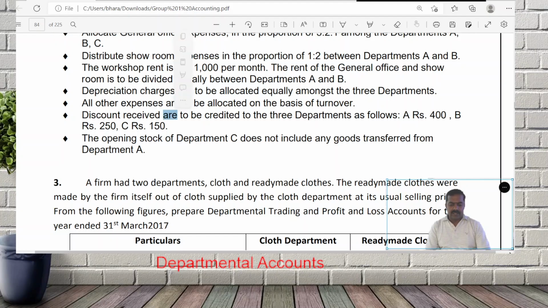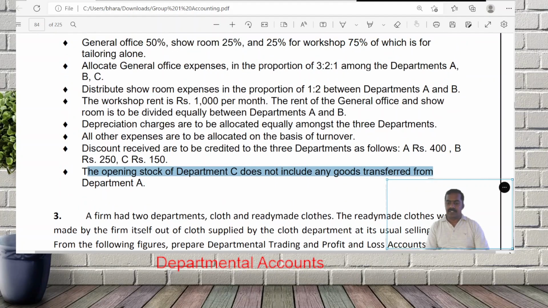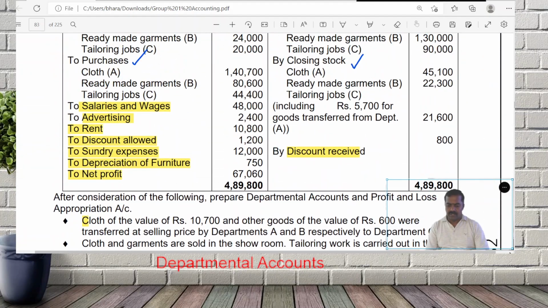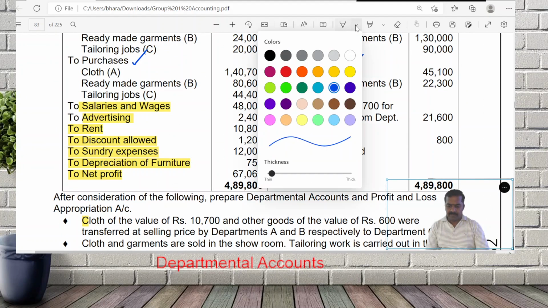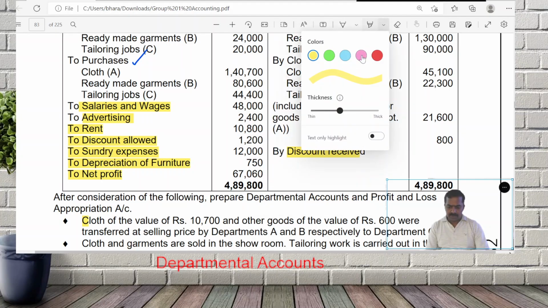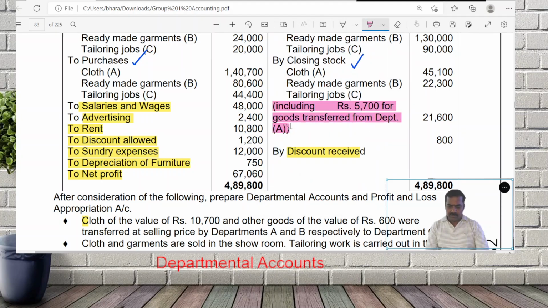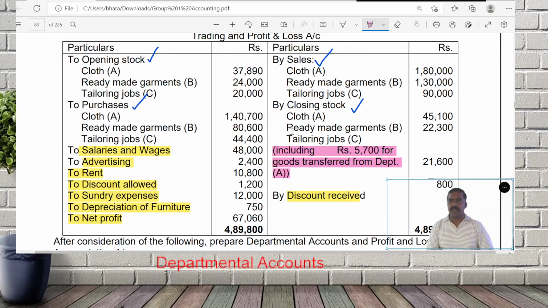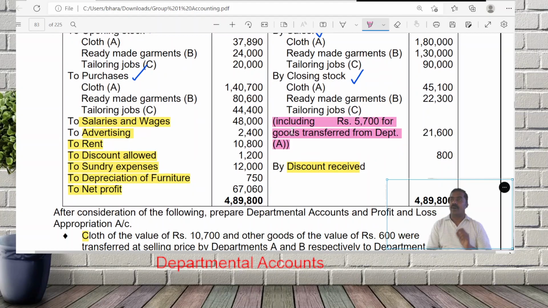All other department expenses are allocated on the basis of turnover. Discount receipt is to be credited to the departmental accounts. Opening stock of C does not include any transferred goods. So we have to eliminate stock reserve only for the closing stock. Look at closing stock. This includes 5,700 of transferred goods. So stock reserve you have to eliminate only for closing stock.